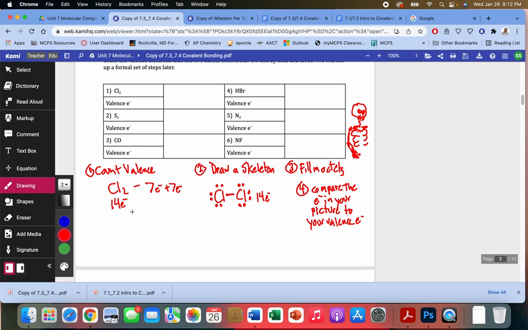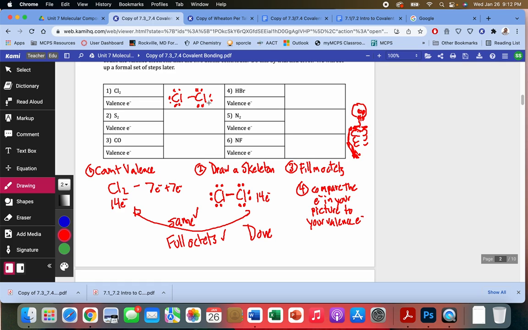If you look, I have 14 and 14. That's good. These are the same. Check. And we have full octets. Check. So this structure is done. If we have the same number as the valence electrons that we counted, and we have full octets, that is a good structure, and we are happy. And so this system works really well. So Cl dash Cl, with the lone pairs around each.